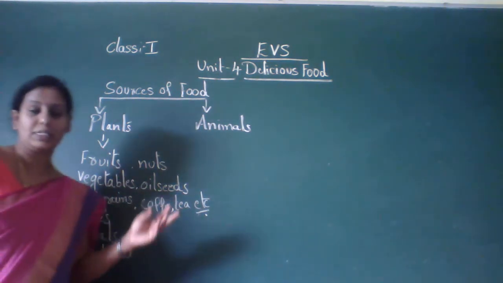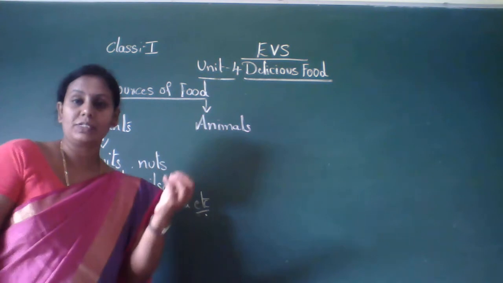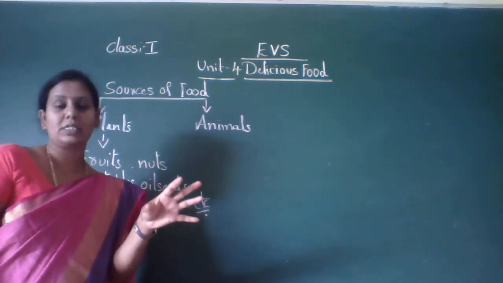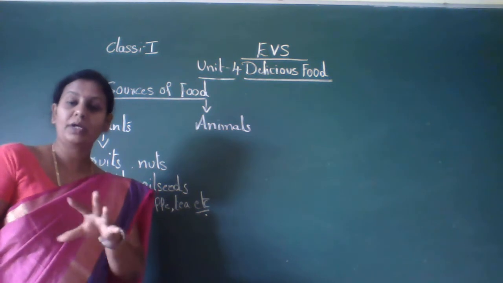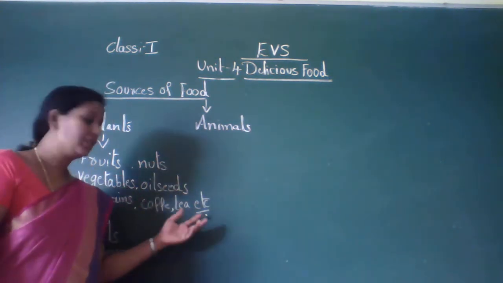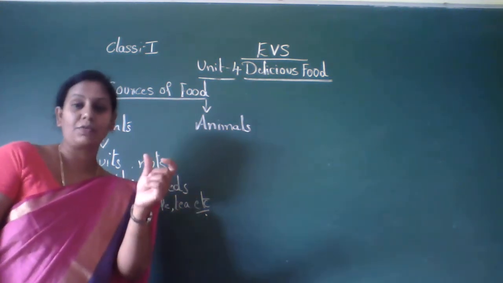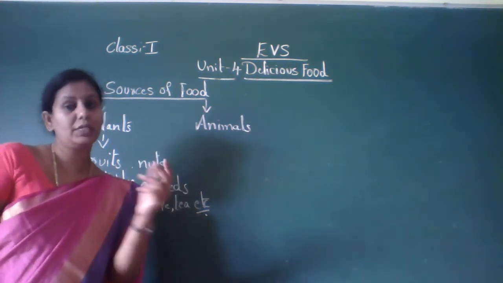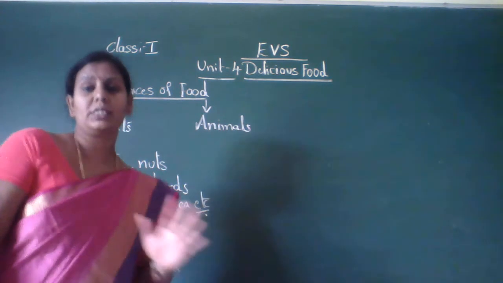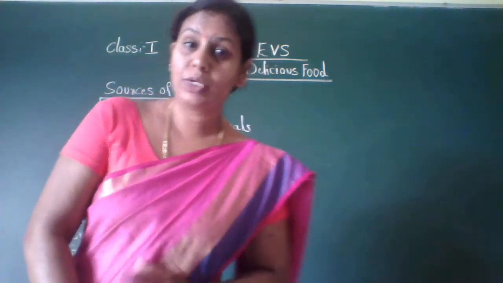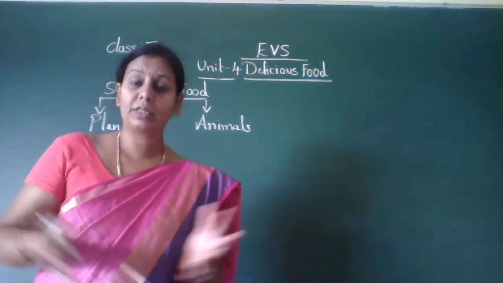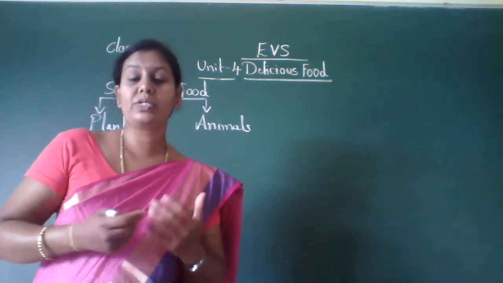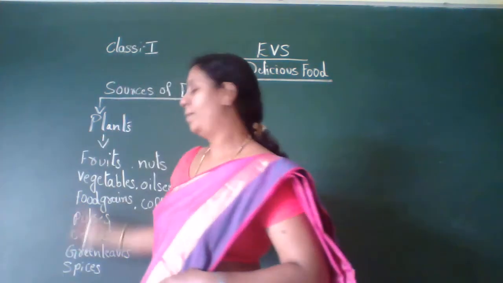And then coffee seeds. We get coffee seeds from the coffee plant, then the seeds are converted to powder, and we use the coffee powder. Then tea: the leaves are taken and dried, then powdered, and we make tea powder. So all these things we get from plants only. That's why I told you most of the food items we use in our daily life we get from plants.